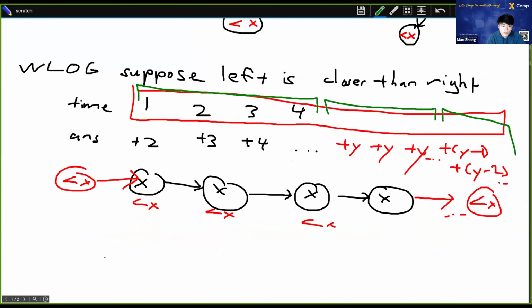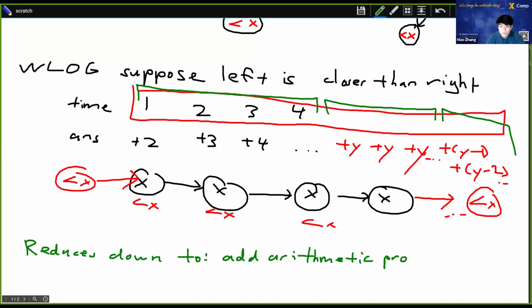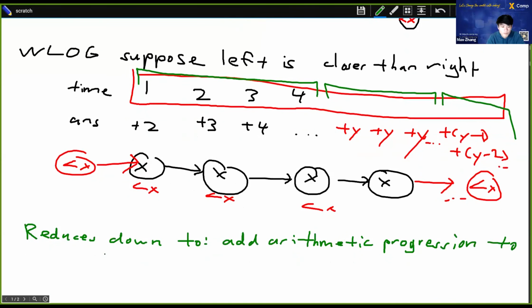And so this problem really just reduces down to, we need the ability to add an arithmetic progression to a range on an array.